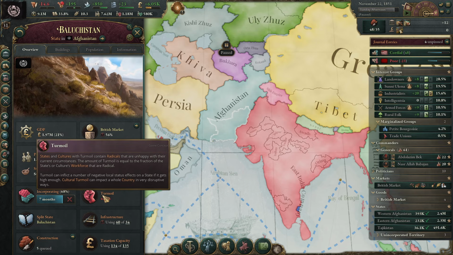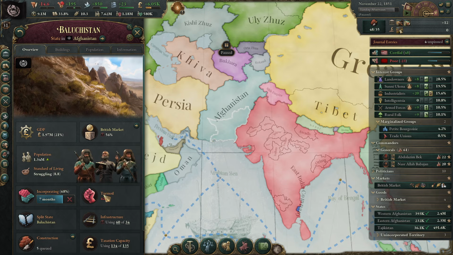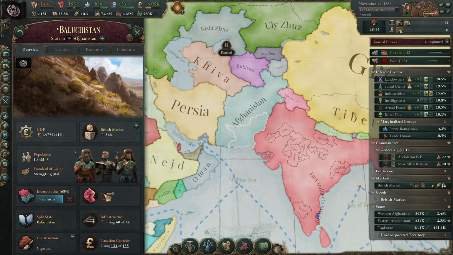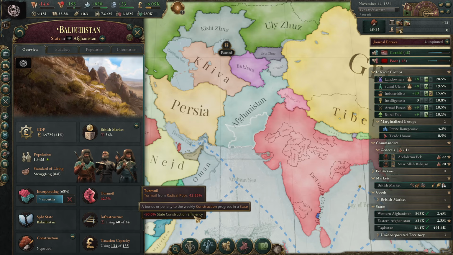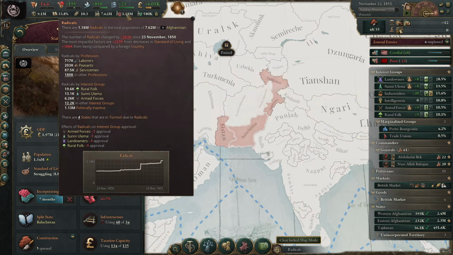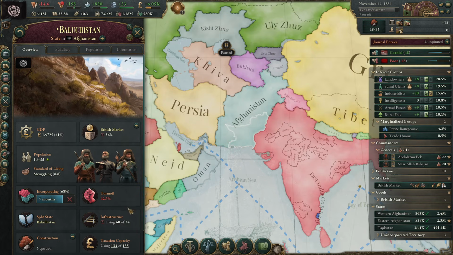So Turmoil, where does it come from? How do you deal with it? In 1.0 and 1.1, the way that you dealt with Turmoil was just incorporate everything, get a police state in place, and deal with radicals that way. That was generally pretty effective, but they've made it so that Turmoil now has a state construction efficiency scalable problem that goes along with it. And so what that means is conquering territories when you're over 100 infamy is way less economically productive.